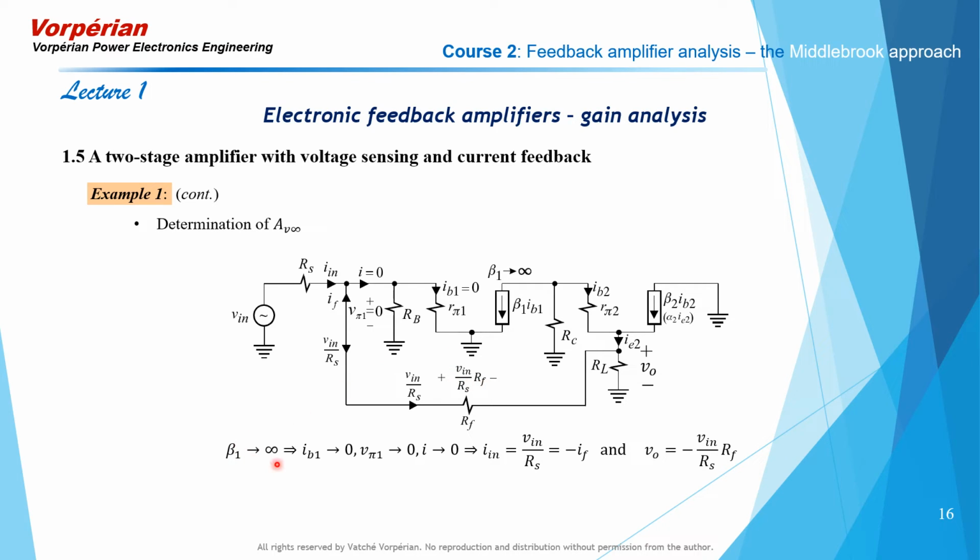Beta 1 goes to infinity, IB1 goes to 0, which means that V pi 1 goes to 0, which means that this current goes to 0. The input current, which is given by V in over RS, flows entirely through the feedback path and creates a voltage drop across RF, V in over RS times RF, which is equal to the negative of the output voltage V naught. And from this last step, we obtain the ideal closed loop gain equal to minus RF over RS.